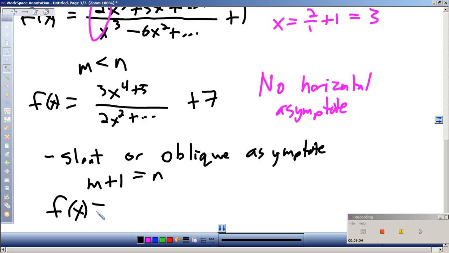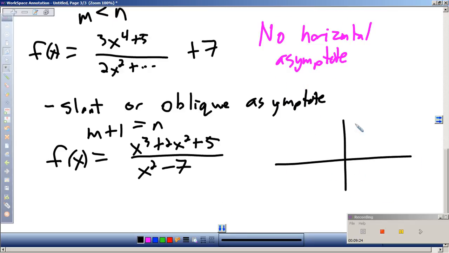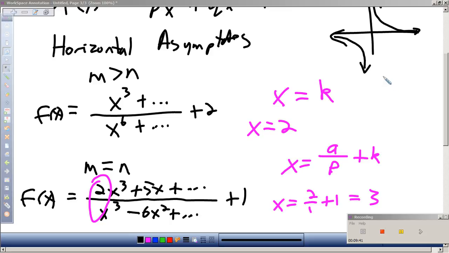So f of x equals x cubed plus 2x squared plus 5 over x squared minus 7, something like that. Where the power on top is exactly 1 more than the power on the bottom. What this gets is in the long run you get an asymptote, something that looks like this, where you might have a curve, but it's going to a line here. And on the other side you might get a curve that does something like where it's approaching a line.